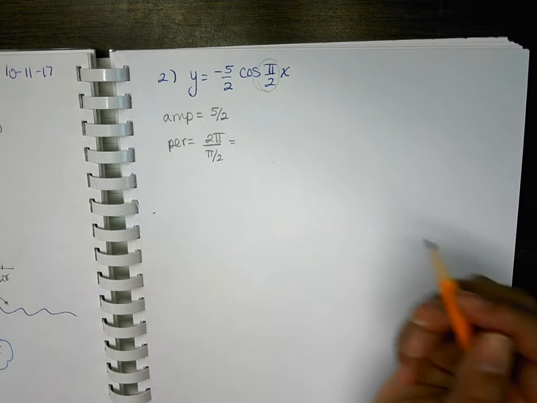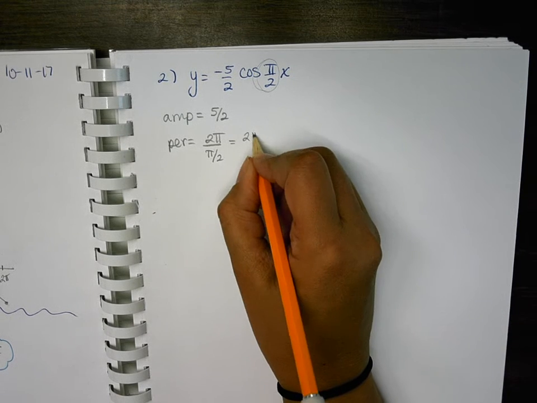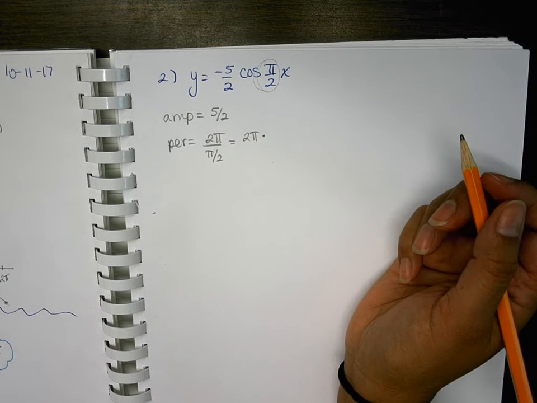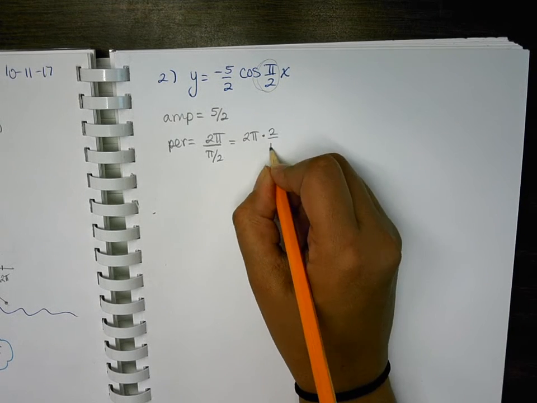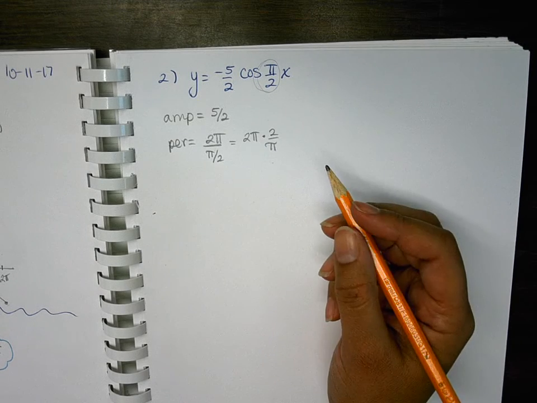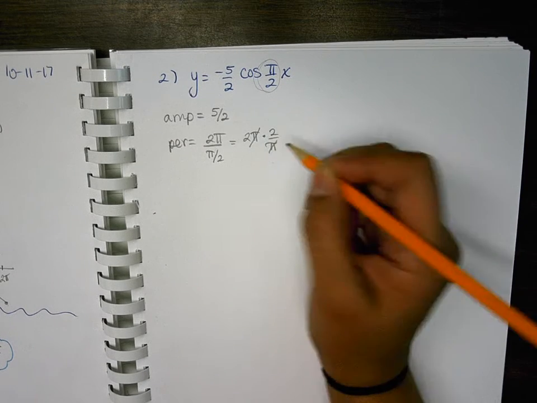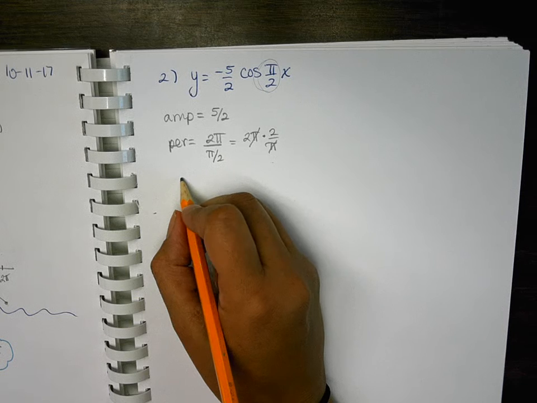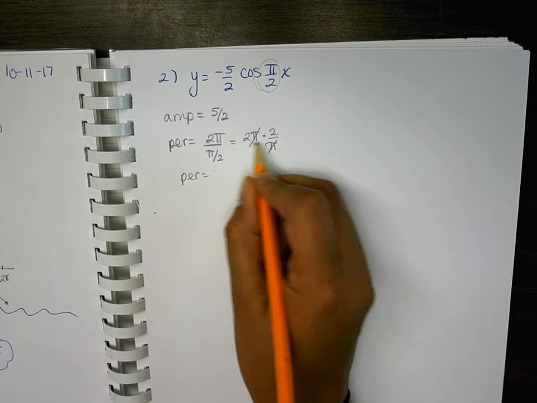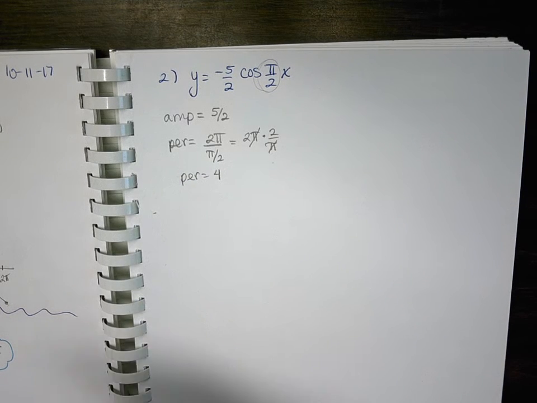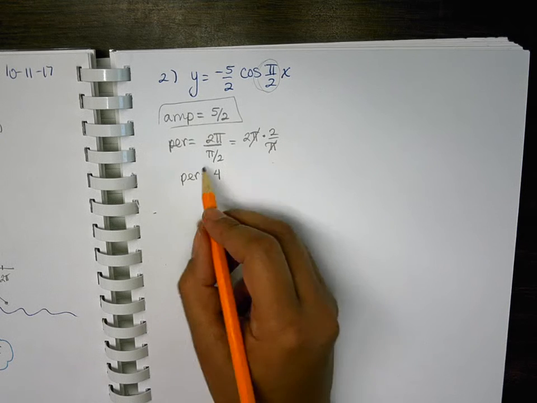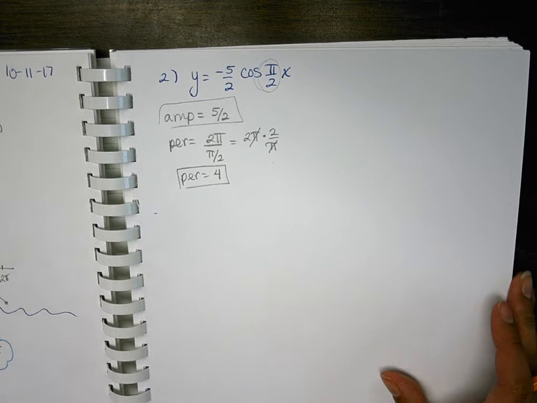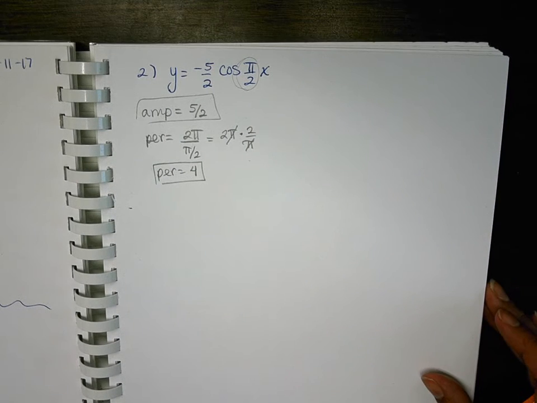How do we work that out? That becomes 2 pi times what? 2 over pi. What ends up reducing here? Pi. That doesn't always happen, but sometimes it does. So your period is what? 4. All right, amp is 5 over 2. Period is 4. Any questions? Okay. Let's graph.